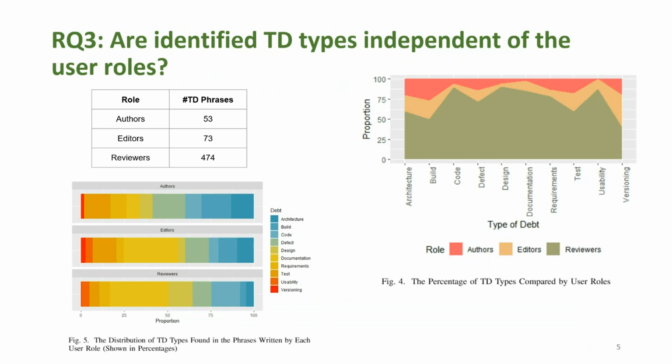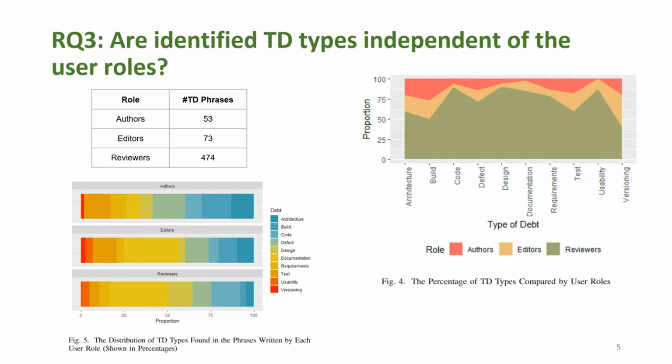The goal of research question 3 is to investigate the association between user role and debt types and understand the differences among the user roles in terms of the technical debt type they report. We found that debt type and the user role are independent and that reviewers report more debt than other user roles. However, the type of technical debt encountered by each user role is different.